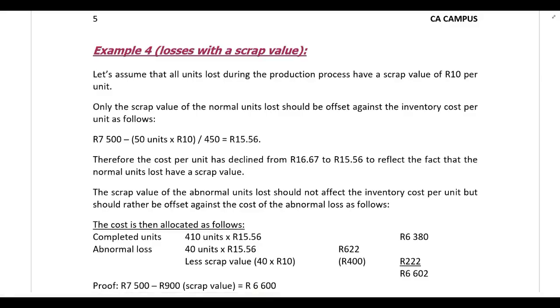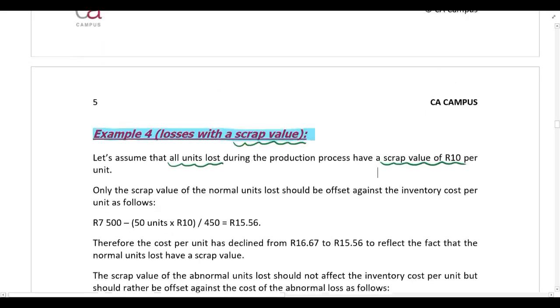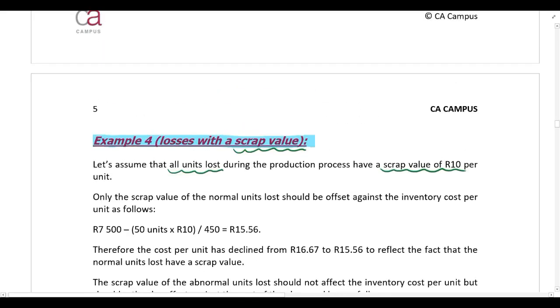In example 4, we're dealing with exactly the same example, but now I want you to assume that those units that are lost have a scrap value. Okay, so let's assume that all units that are lost during the production process have a scrap value of 10 Rand per unit. So guys, from the previous example, what was my normal loss? My normal loss was 50 units. What was my abnormal loss? 40 units.